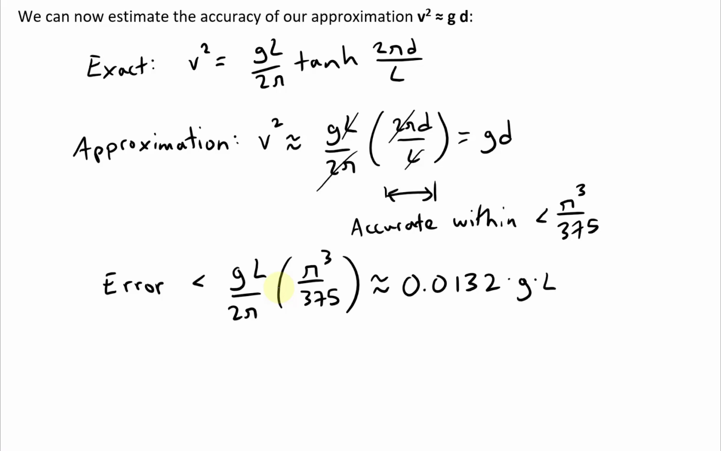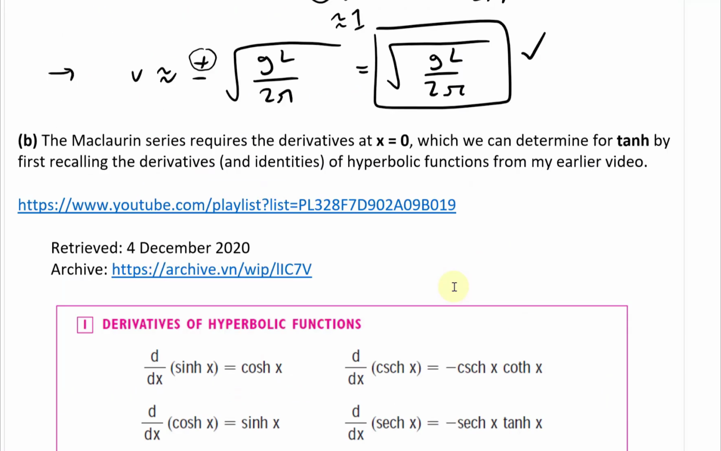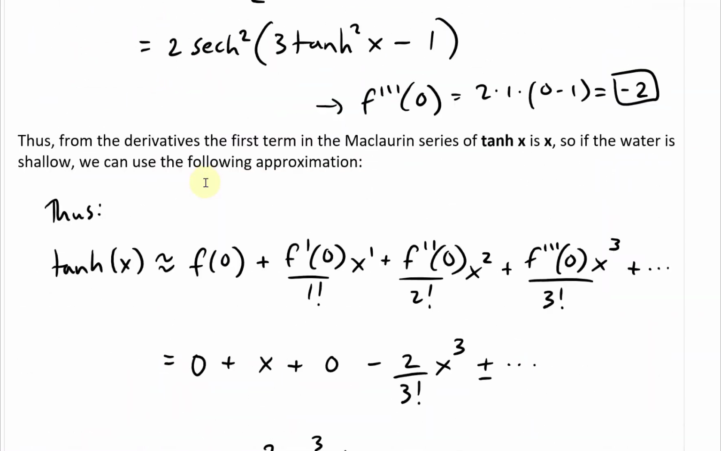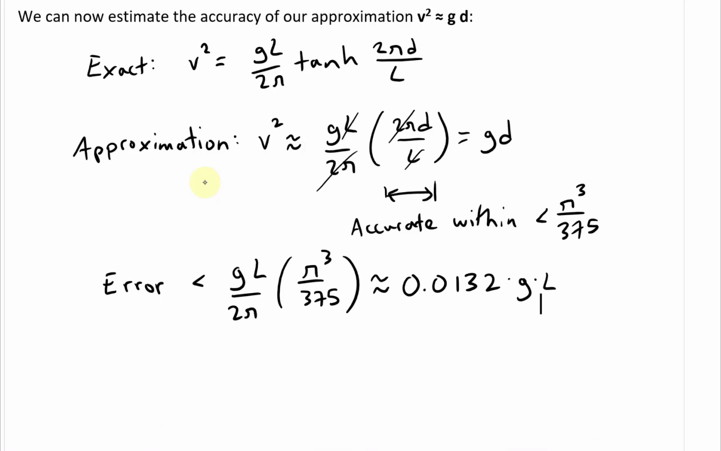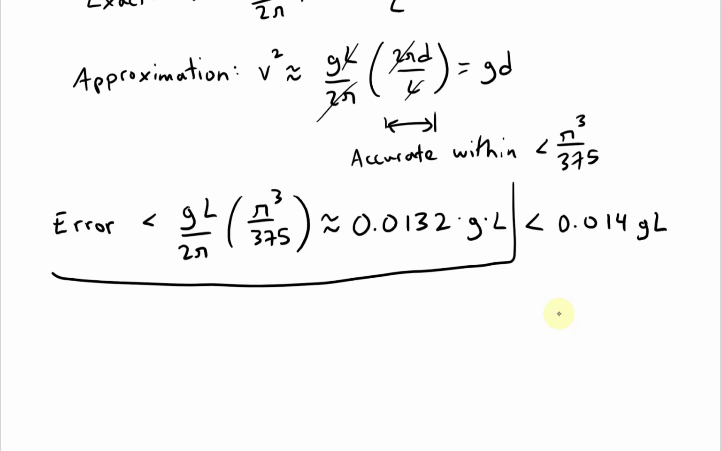And this one here is less than our 0.014, as I'll scroll up to what we were asked. We were asked to show 0.014 GL. So 0.0132 is less than it, and I'll show you the calculation check in a bit. So this is going to be our less than 0.014 GL. Here I just move that over. I'm just going to box this whole thing out like that.